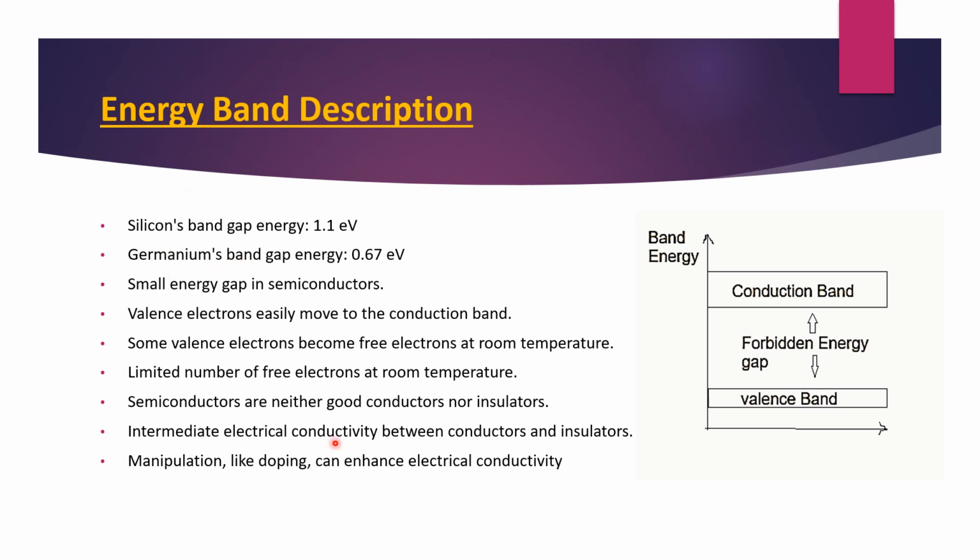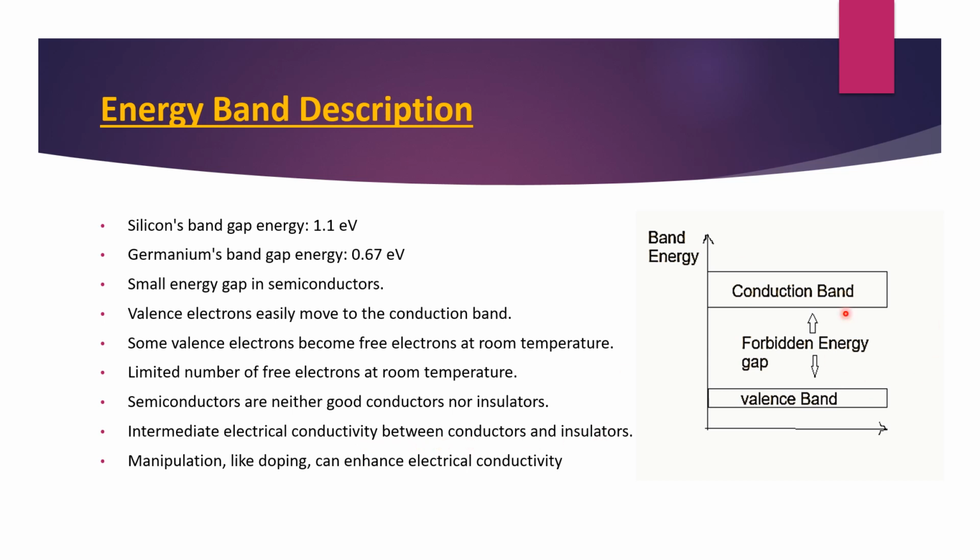Now we are saying valence electrons are easily moved to the conduction band. Why are we considering semiconductors? Because in a conductor the gap is overlapping, in an insulator this gap is very large, and in a semiconductor this gap is appropriate. So here a valence electron can move into the conduction band after getting some amount of energy. So semiconductors are neither good conductors nor insulators. They have intermediate electrical conductivity between conductors and insulators.